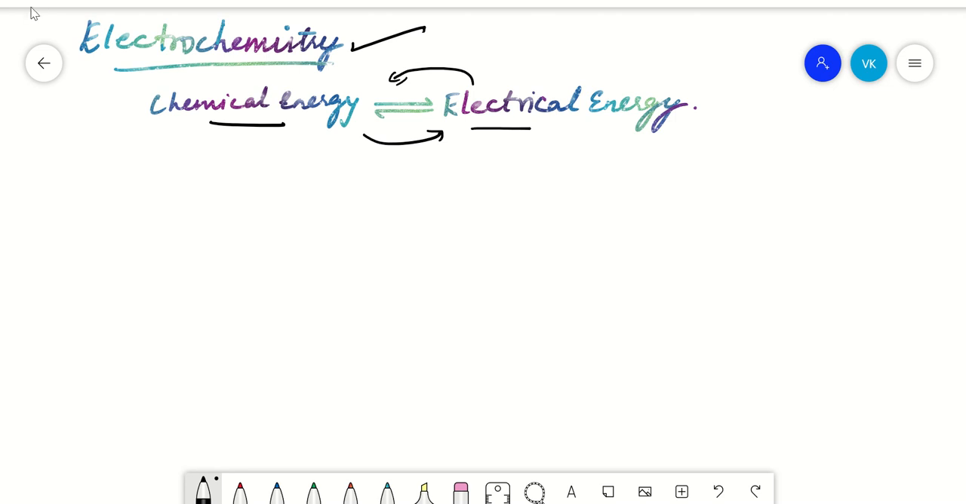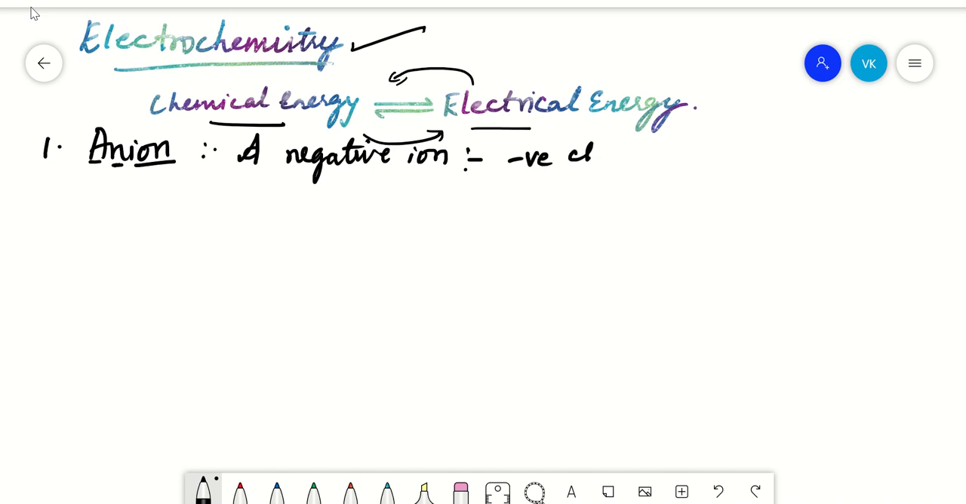First we'll learn what an anion is. The important terms are here. Anion. If you don't know what anion and cation are, then you will be missing everything in this, right? What is an anion? A negatively charged ion is called an anion. So this will be of negative charge. These ions are negatively charged.